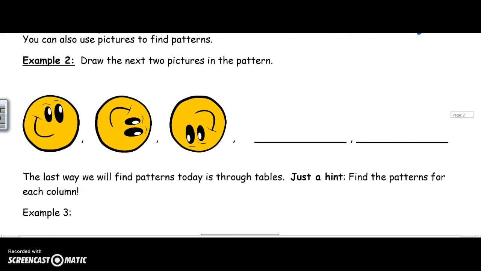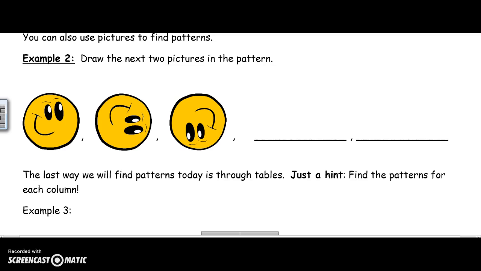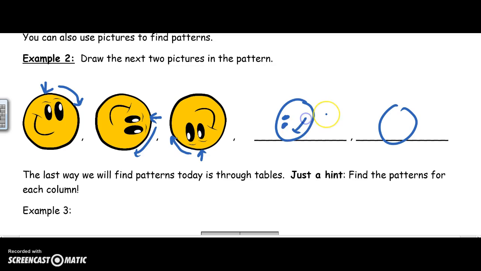Not every time are you going to be given numbers. Sometimes you're going to be given pictures. So notice our smiley face is first looking at you right here. And then he rotated. So now his eyes are on the right. And then we rotated, and now his eyes are on the bottom. So if you have 2 more smiley faces to draw, you're going to rotate, but those eyes are going to be on the left. And then you're going to rotate again, and he's going to be back where he started. So just saying the rotation is the pattern.